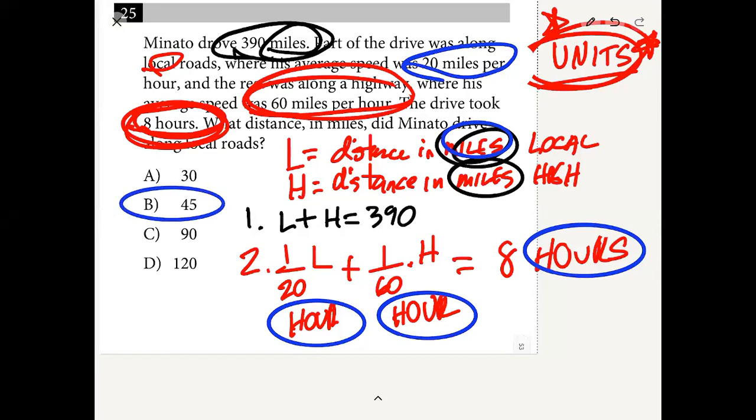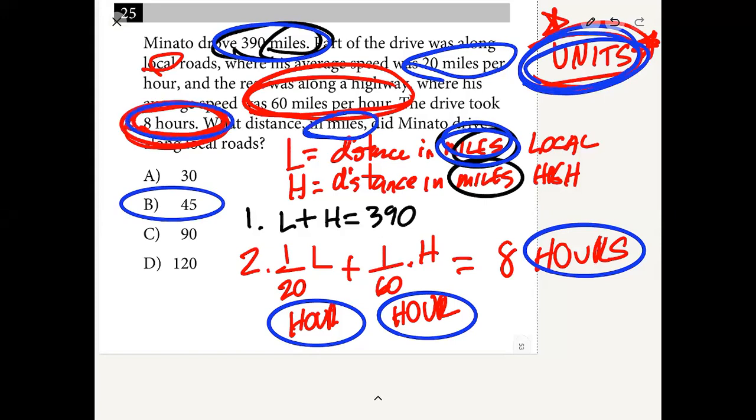Now, I know I went into a lot of detail on this, but the main idea is your units have to match. So if we're trying to find miles, this has to be in miles. Our variable's in miles, okay? That's what we're looking for.